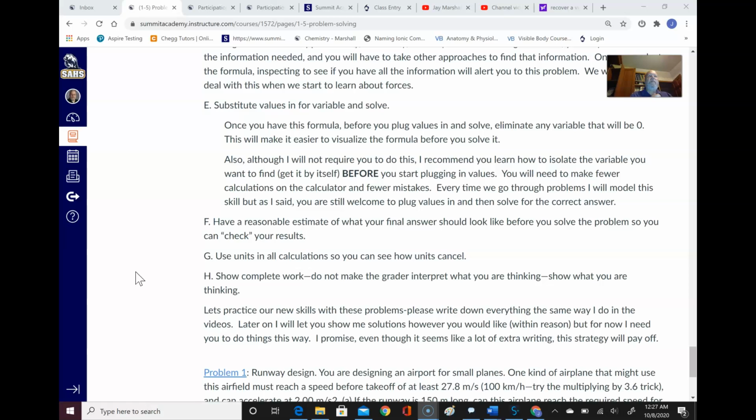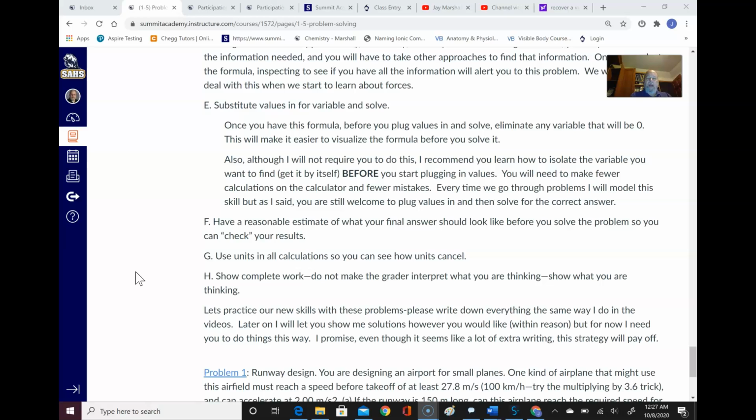And you've been taught in the past in algebra classes to simply start plugging values in and then solve for the variable that you want. I'm going to suggest a different approach. I'm going to suggest that you isolate the variable that you want, get the variable that you want by itself on one side of the equation, and then plug values in. This will result in you making fewer calculations and provide fewer opportunities for mistakes.